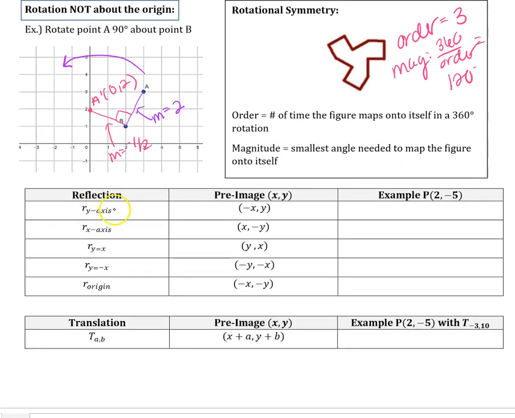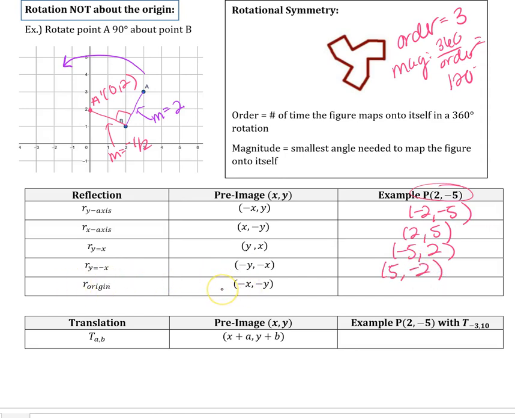If you're reflecting in the y-axis, you negate x. So this point here, 2, -5, becomes -2, -5. If you reflect in x, that means you negate y. So this point would become 2, 5. Y equals x just switches them. So this is -5, 2. And just so you guys are clear, I'm doing this point every time. And y equals -x switches and negates them. So this becomes 5, -2.